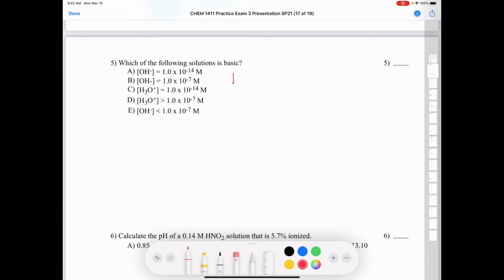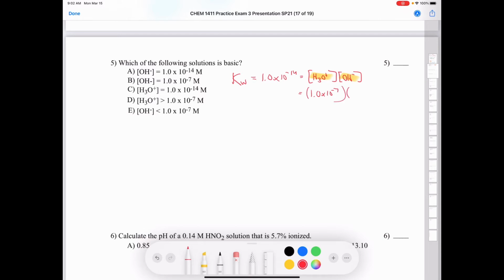Question number 5, which of the following solutions are basic? Well, if we look at the autoionization of water, Kw, which is equal to 1.0 times 10 to the negative 14, which is equal to the concentration of hydronium times the concentration of hydroxide. Well, when these two concentrations are equal, we have water that is neutral. It's going to have a pH of 7. And so the concentration of the hydronium would be 1.0 times 10 to the negative 7.